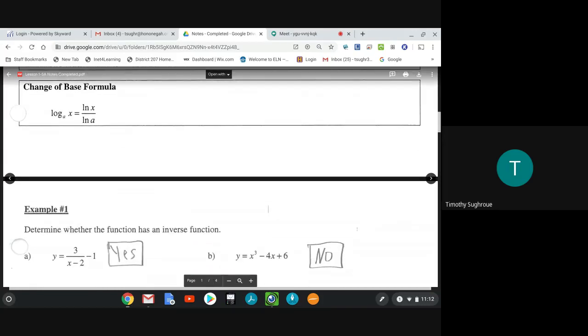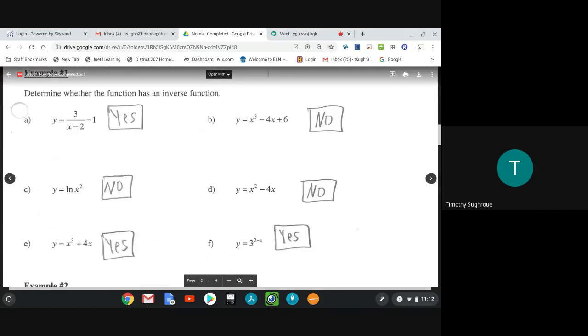Example number 1. On these problems, I just want you to determine whether the function has an inverse or not. In order for it to have an inverse, it must be a one-to-one function. Can we switch x and y and resolve for y? This one you can, and we're going to look at some of these, some rationals. So I'm not going to go through finding the inverse. We'll have some examples where we will.